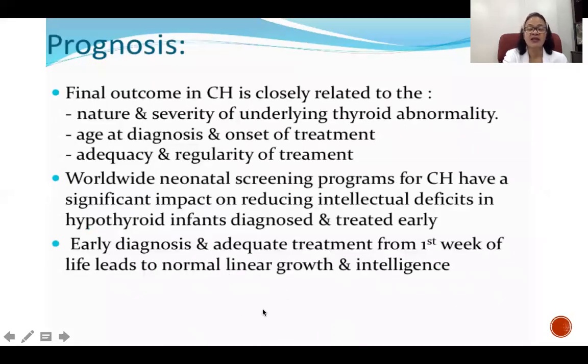Prognosis, the final outcome, is related to the nature and severity of the underlying thyroid abnormality, the age at diagnosis and when you started your treatment, and the adequacy and regularity of treatment. So compliance with regards to follow-up is very important in those patients. That's why you really have to educate the parents or the caretakers of patients having congenital hypothyroidism. Worldwide neonatal screening programs have a significant impact on reducing the intellectual deficits in hypothyroid infants, diagnosed and treated early.